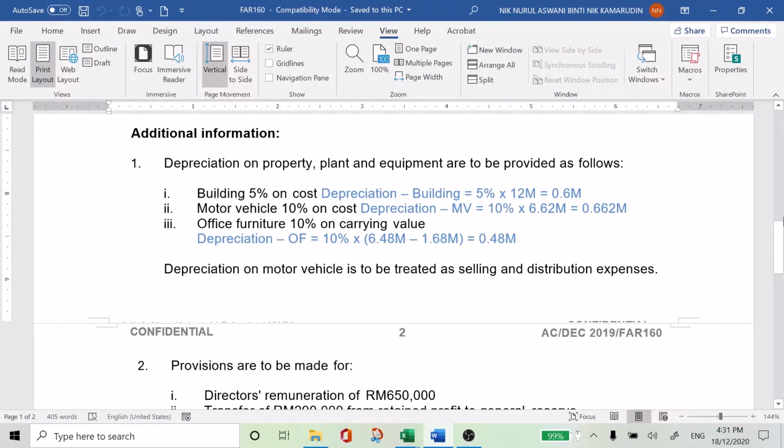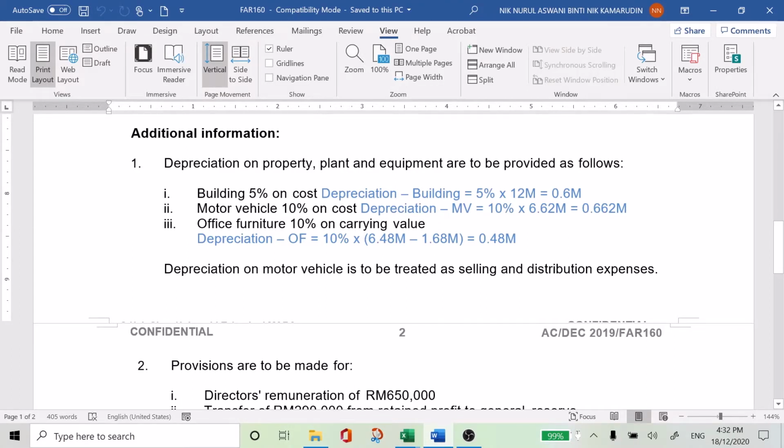So the first adjustment is for depreciation on property, plant and equipment, where you have to provide for building at 5% on cost, motor vehicle 10% on cost, office furniture 10% on carrying value. So for cost, it means that 5% is on the cost of asset. For example, depreciation building is equal to 5% times 12 million, which is the cost of building. So the depreciation equals 600,000.